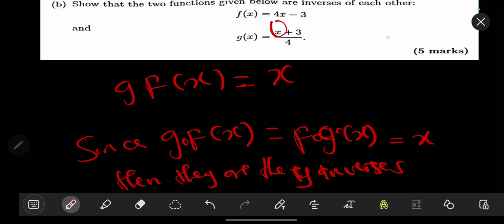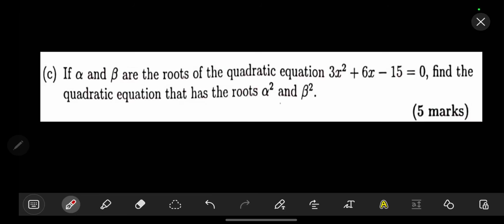Let's move on to our next question. Moving on to our C, if alpha and beta are roots of the equation 3x squared plus 6x minus 15 equal to 0, find the quadratic equation that has got the roots of alpha squared and beta squared. So what we are going to have is alpha squared and beta squared, like that.